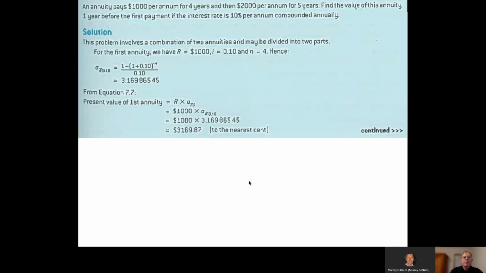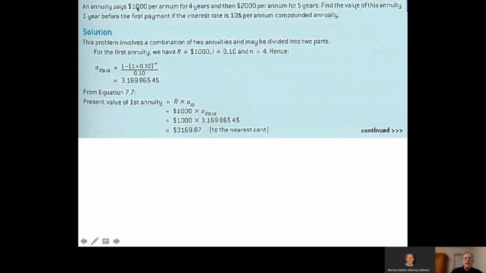Let's say, okay. So this is 2 questions, so it's tricky. Once you've got the basics, we've just got to break it down then into two parts. So it's really saying an annuity pays 1,000 per annum for 4 years and then 2,000 per annum for 5 years. So it's really, there's two questions for that.